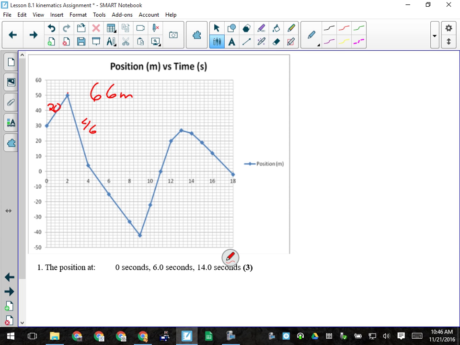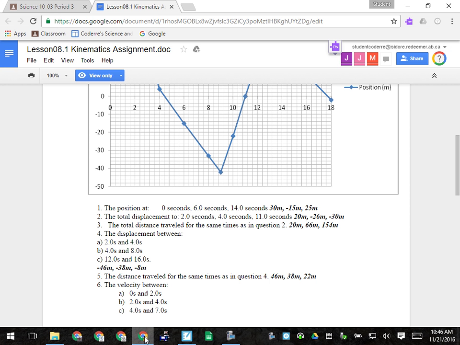Remember with distance, you essentially have to add up all the sections in order to calculate how far it's gone in total. All right, then for question number 4, displacement between these various times, pretty much the same as question number 2, except now your initial position is not going to be 30 for every single one of them. It'll be something different each time. So if we look at 4b, between 4 and 8 seconds.